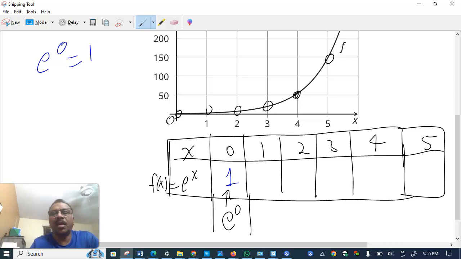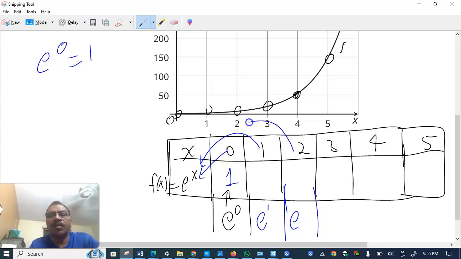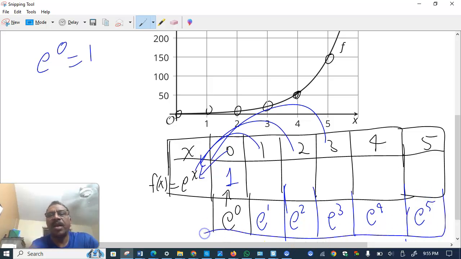Next, what about this one? First I plug in x is 0, then I plug in x is 1, so it is going to be e to the 1. When I plug in 2, this is going to be e squared, and so on. So these are e raised to 4 and e raised to 5, just to get an understanding. Then we can figure this out with the help of the actual answers.